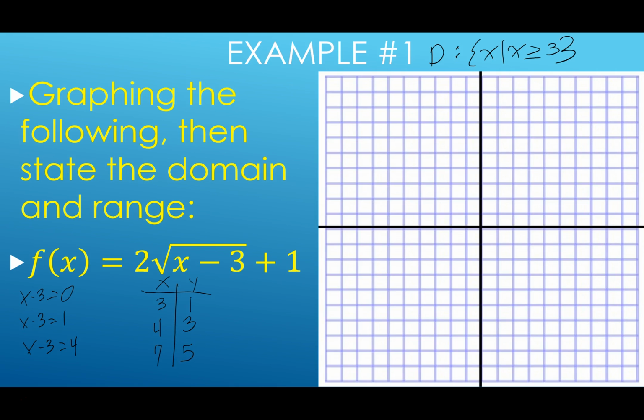So we'll plot those points. X is 3, y is 1. X is 4, y is 3. And then x is 7, y is 5. And our graph will look like this. Notice we're not going to the left of the 3 value, the first x point, because as we said, for the domain, x has to be greater than or equal to 3.